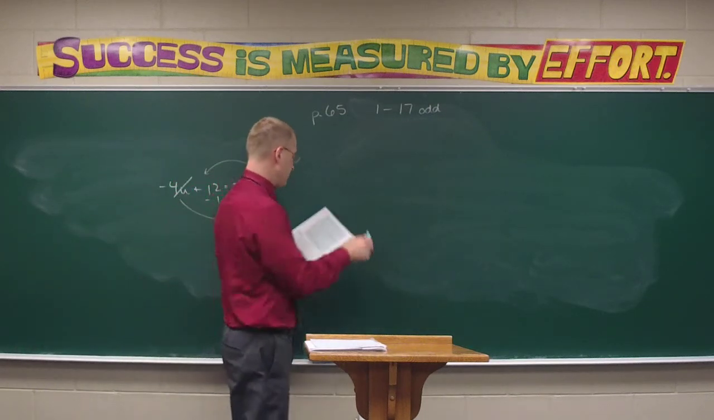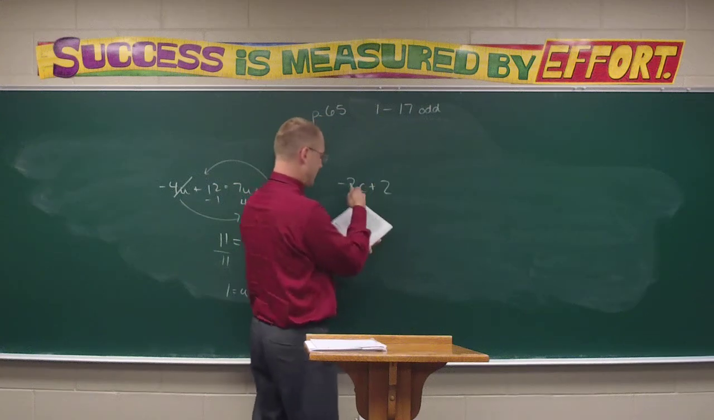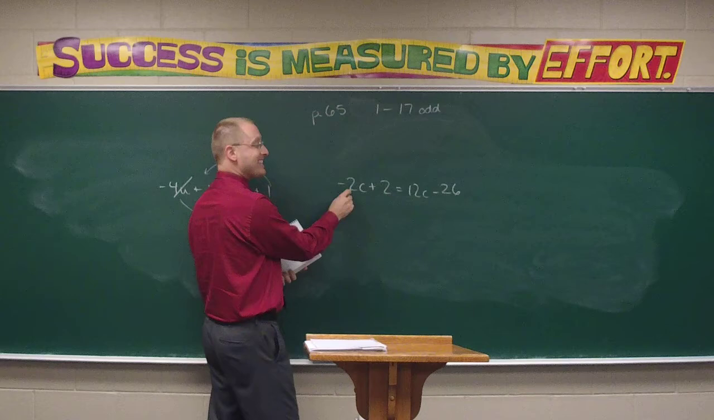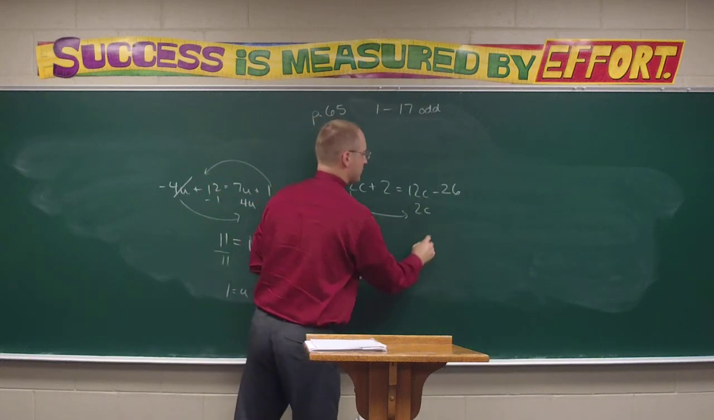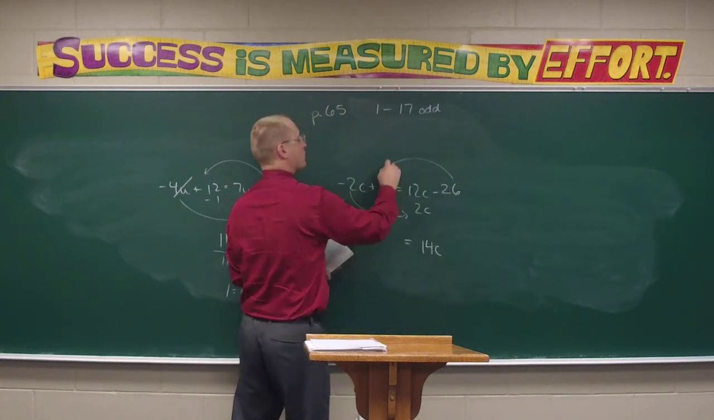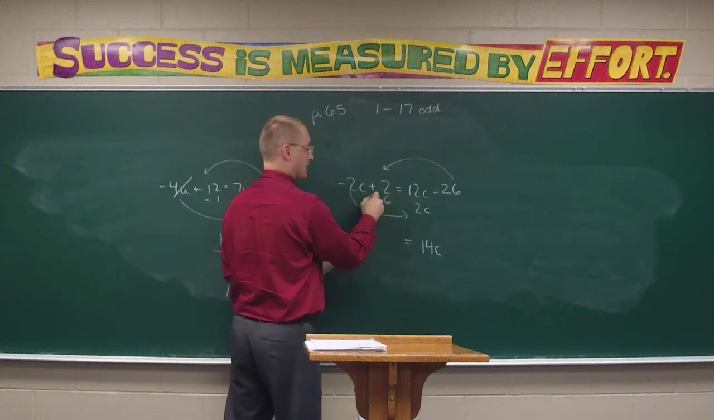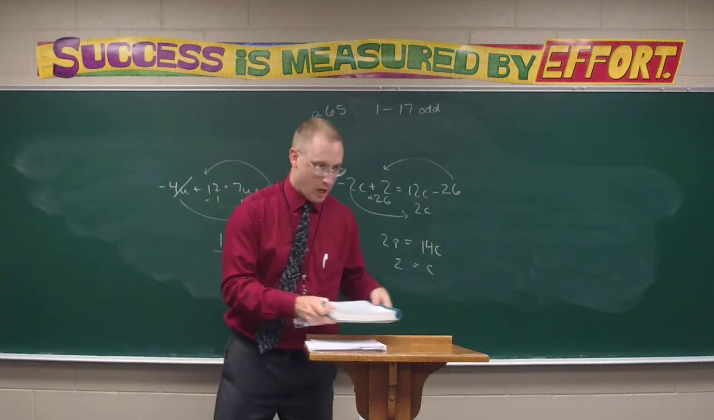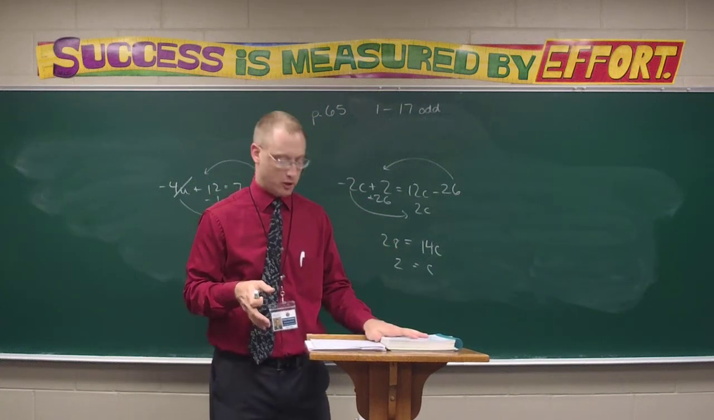Had some issue on number 13. Distribute the negative 2 to get negative 2c plus 2 equals 12c minus 26. Again, this is the little c. Move it as a positive 2c to get 14c. Bring the 26 over as a positive 26 to get 28. And that's where we get 2 equals c, or c equals 2. If you have other questions, maybe look at those in our next lesson.